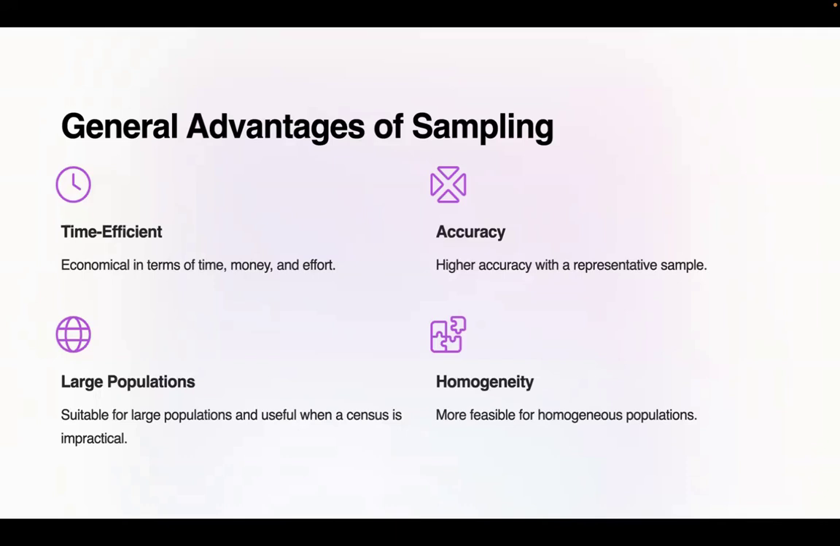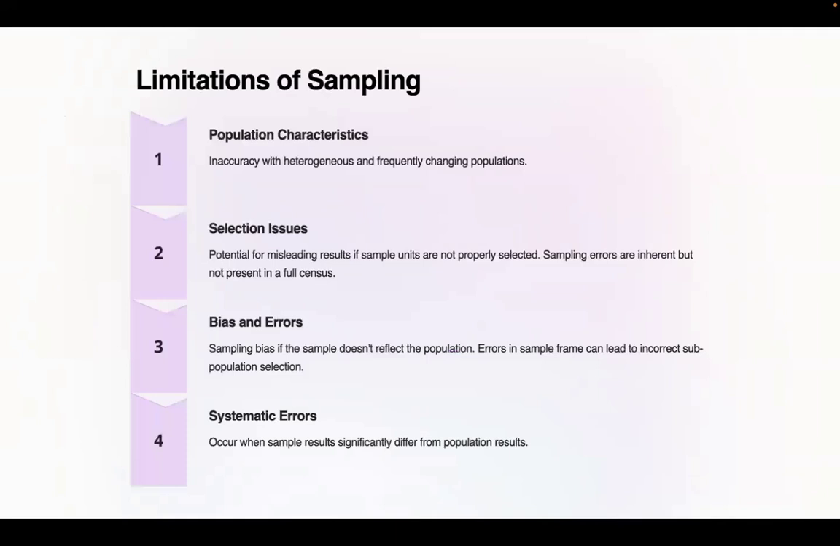Then homogeneity, sampling is more feasible for a homogeneous population, rather than one having different languages, different caste people. However, there are limitations, like it can be inaccurate with heterogeneous and frequently changing populations. Selection issues can be prone to error and biases. There can be sampling errors. There can also be instances where the sample results significantly differ from the population result, like the exit poll. It was an example that the real poll result was entirely different from the exit poll. There can be such issues.